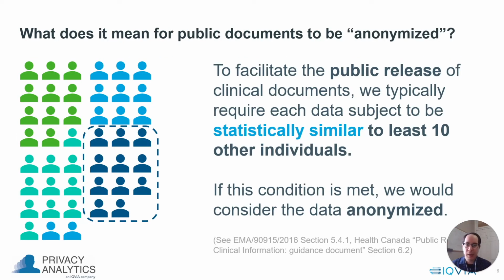So then it becomes a question of, what does it actually mean for public documents to be anonymized? Well, fortunately, regulatory guidance in the EU and Canada has given us some concrete metrics we can use to actually anchor our assessment. Specifically, for the public release of clinical documents, we require each data subject to be statistically similar to at least 10 other individuals, and if this condition is met, we would consider the data set to be anonymized, which is equivalent to saying, in this case, a cell size of 11.